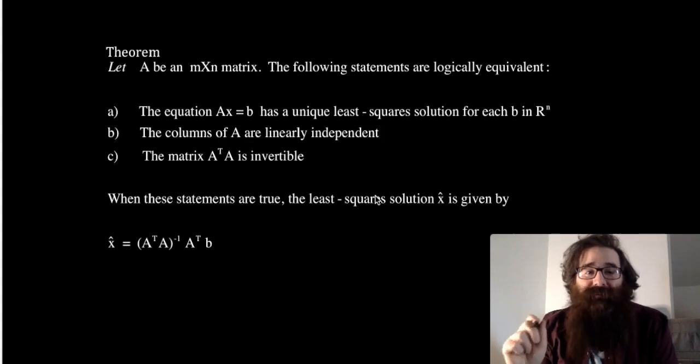Now, if these statements are true, then the least square solution x hat is given by, and I can solve for it directly, x hat equals A transpose times A's inverse, so think of it like one matrix and its inverse, times A transpose B.